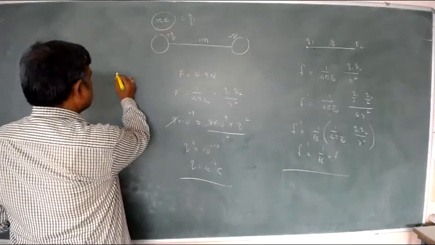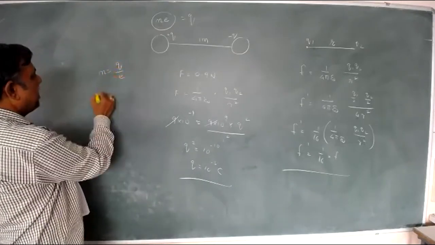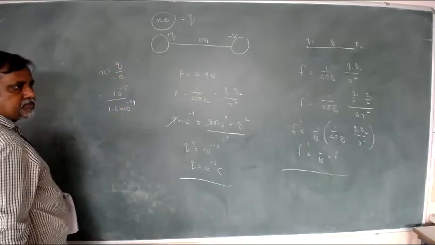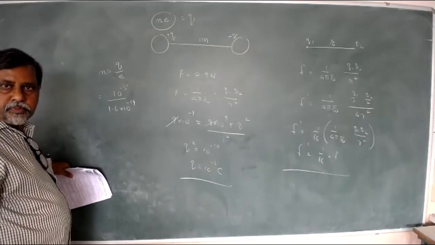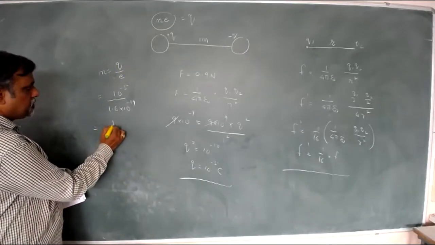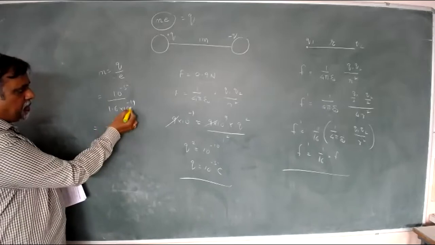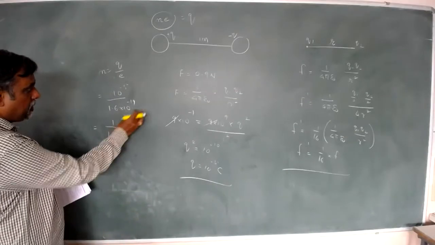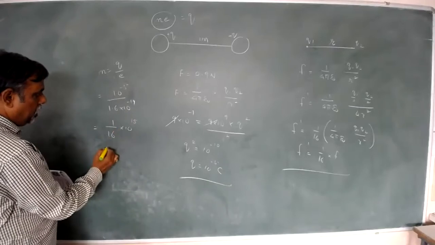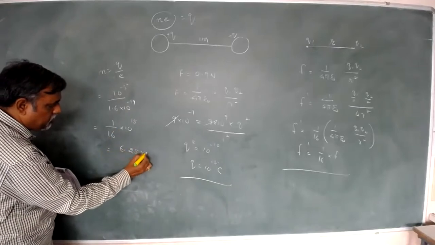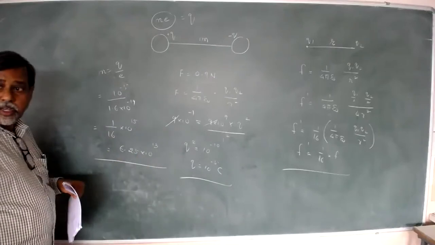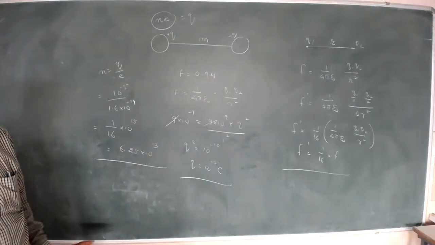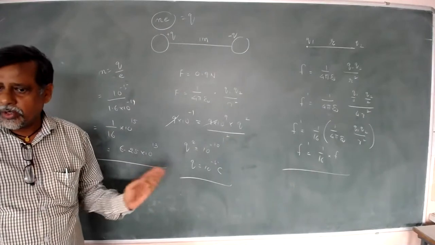So how many electrons are present? n is equal to Q by e. This is 10 power minus 5 divided by 1.6 into 10 power minus 19, which is the charge on the electron. So this becomes 1 by 1.6 into 10 power 14, which is 6.25 into 10 power 13. This many electrons are to be removed from one sphere, and that many electrons are to be added to the other sphere.